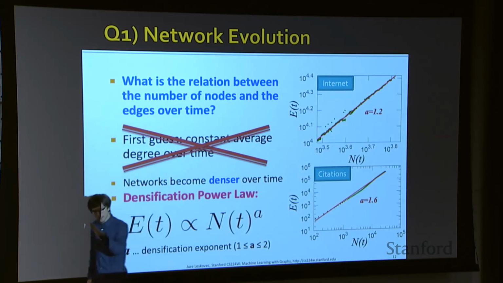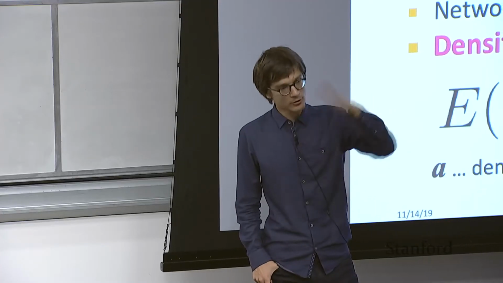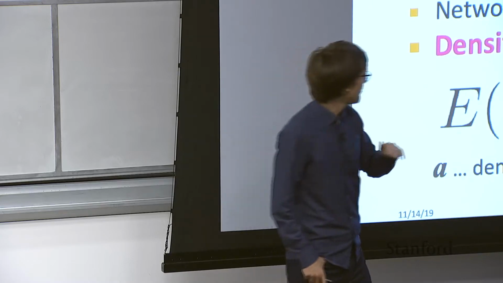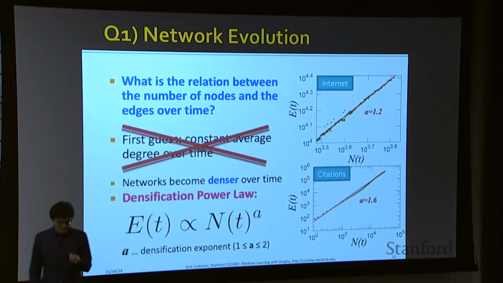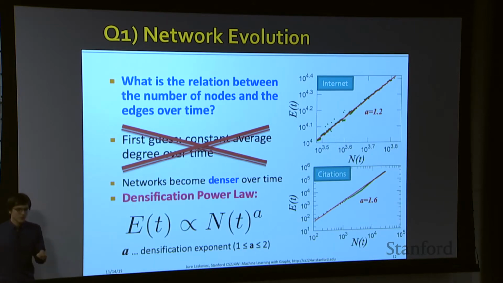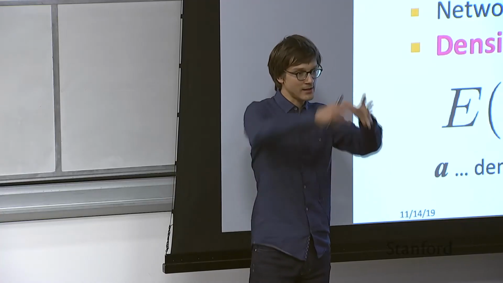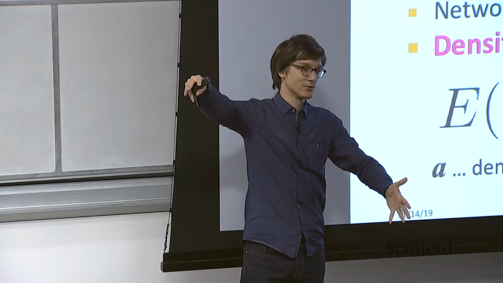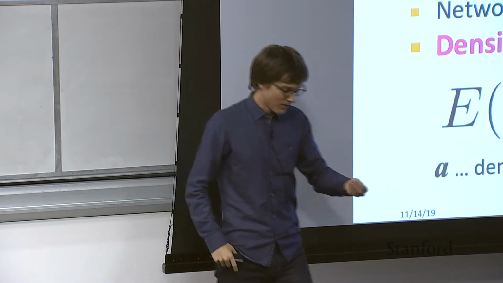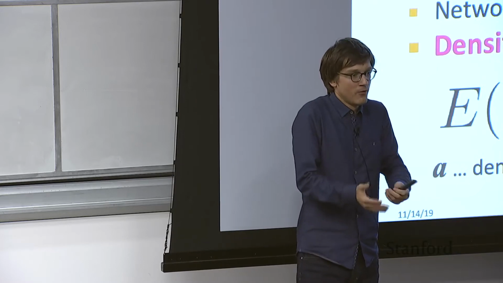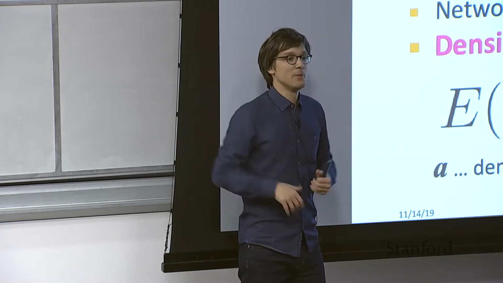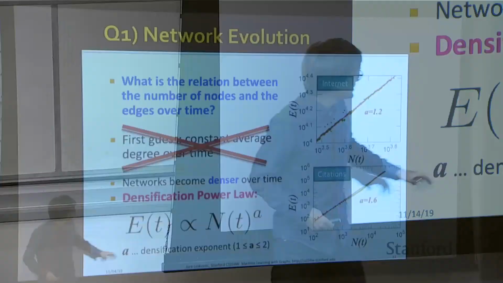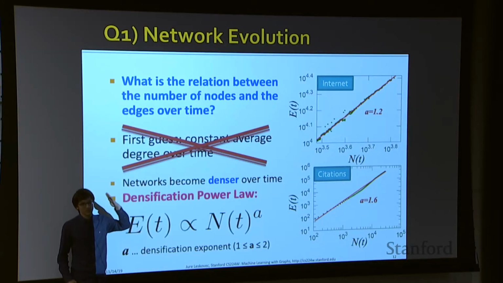1 means you maintain the degree. Less than 1 would mean the average degree is decreasing over time. And 2 is the most you can do. The reason why 2 is the most you can do is because this means the number of edges grows quadratically with the number of nodes. And that's how quickly the adjacency matrix grows. Right? You cannot increase the number of edges cubically, because the number of possible edges only increases quadratically because of the adjacency matrix size. Right? So this means that a will be, let's say, between 1 and 2.